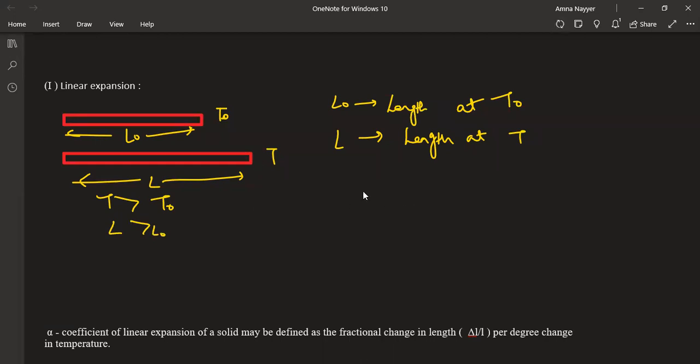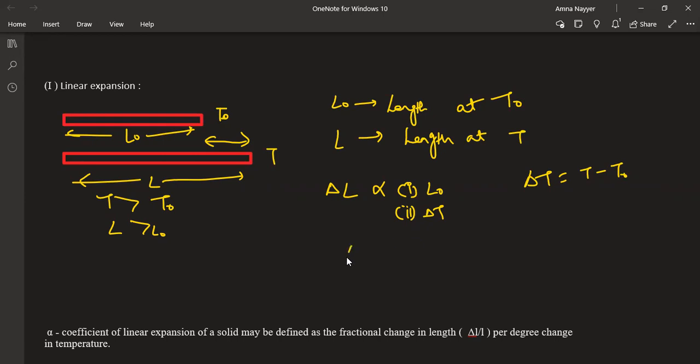See, it was observed that whatever is the change in length, can you see here a change in length? This was the final length, this was the original length, there's a change in length. This change in length is directly proportional to two things. Firstly, it is directly proportional to original length. Secondly, it is directly proportional to this temperature difference. What is temperature difference? Temperature difference is T minus T naught, final minus initial. That is how we write it, final minus initial.